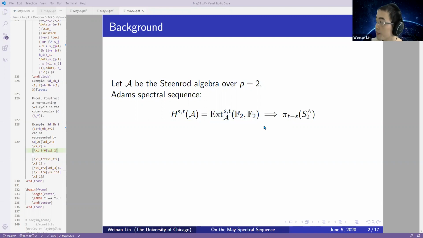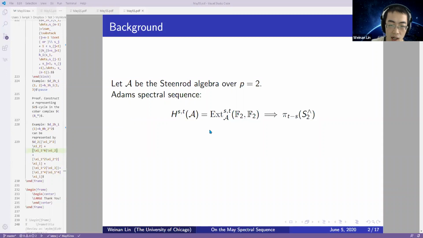And I think so far we only have the E2 page up to maybe 200 stem by some. I think it's not public, but someone has done that. But basically, it's very hard.